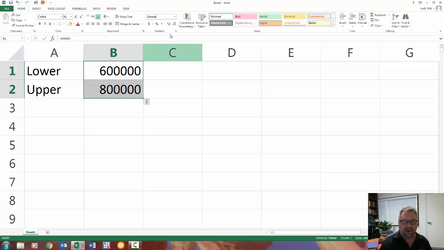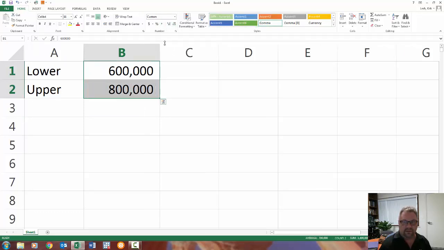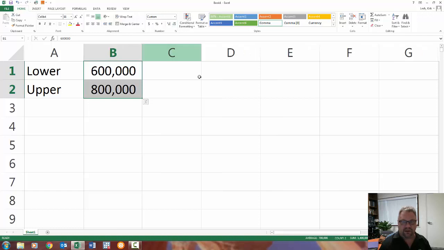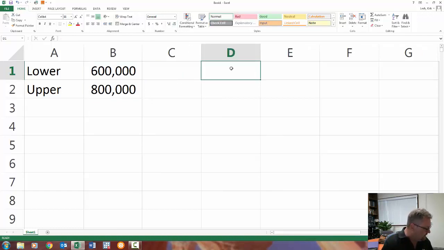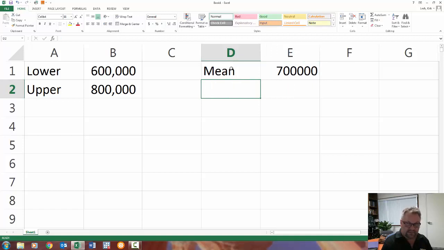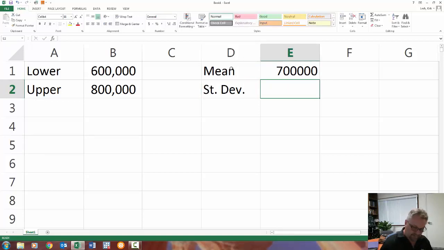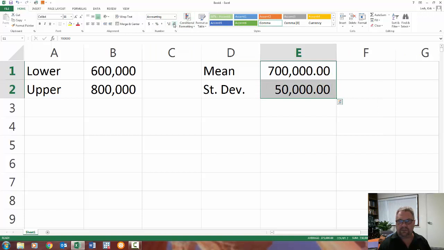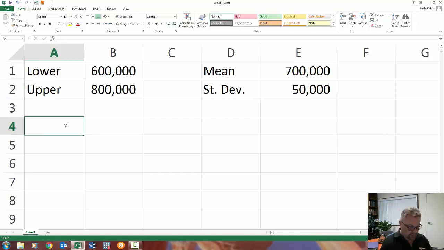Pardon me, but I like the comma format. Okay, so that's contractor A. And then contractor B, normal probability with a mean of 700 and standard deviation of 50,000. Okay, there we go. So we have contractor A and contractor B, and we want to simulate 1,000 of these potential bids.